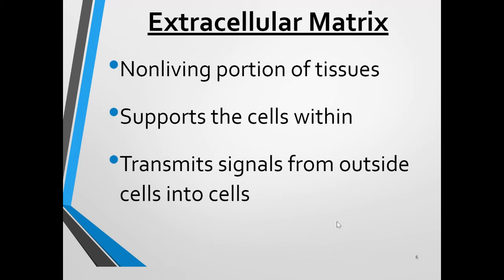So, one thing that we need to discuss is what extracellular matrix is. This is a non living portion within a tissue. It's a supporting network that surrounds the cells, and it is going to allow for signals to be transmitted from outside cells to the inside cells. So, it's going to be pretty important when we talk about the different structures.